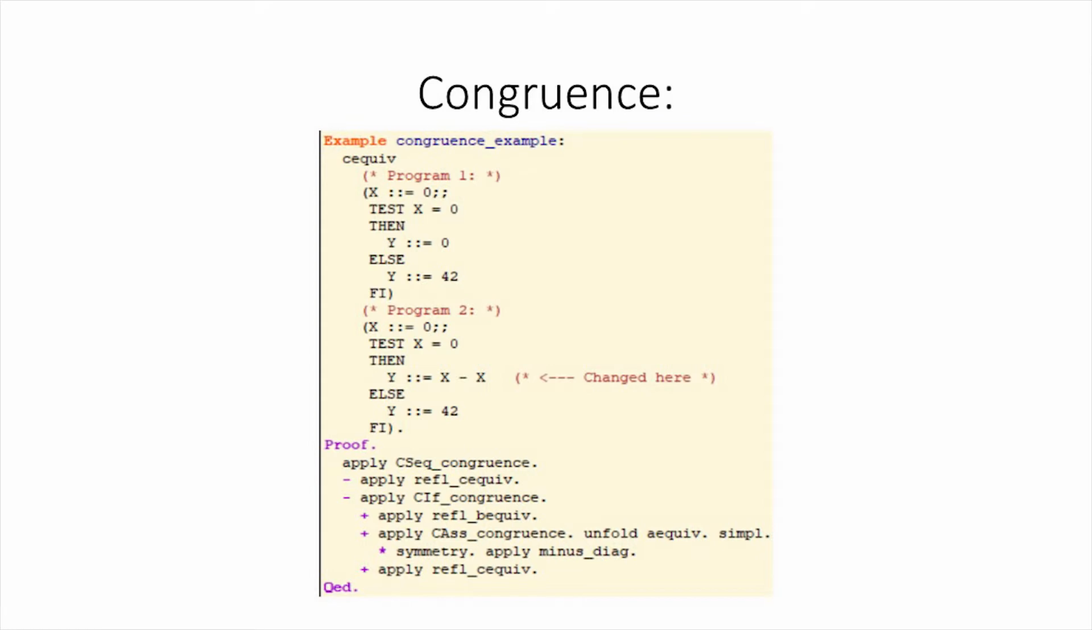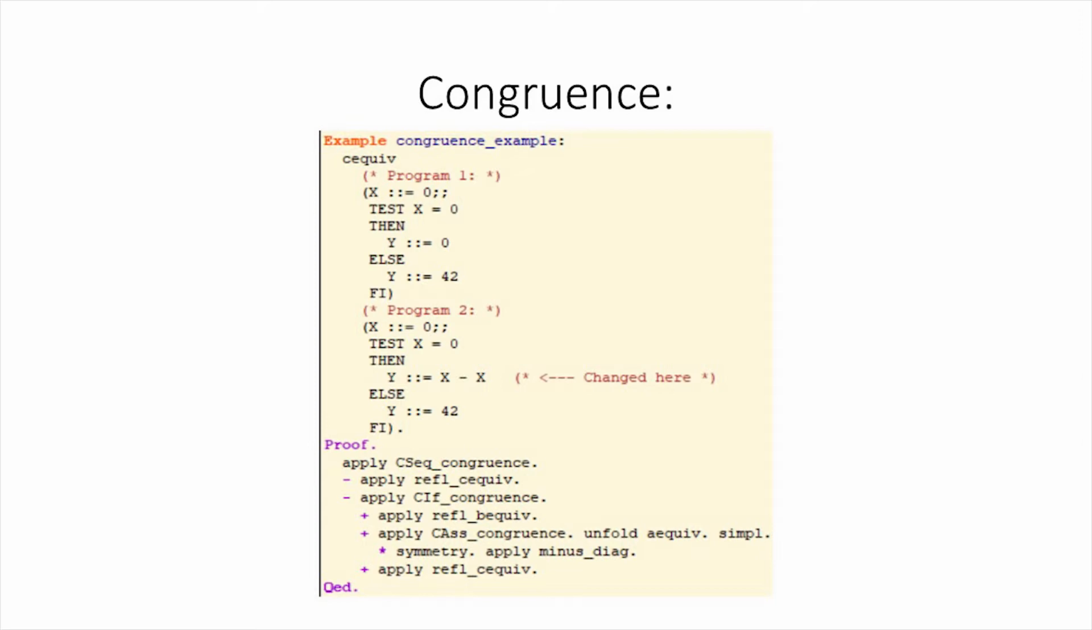In the slide on congruence, we have a simple example of two programs that are shown to be congruent. So the theorem that the authors provide, the C-SEQ congruence, shows that for all C1, C1 prime, C2, and C2 prime, if the command equivalence is shown between C1 and C1 prime, and between C2 and C2 prime, then we can show equivalence between C1 sequenced with C2, and C1 prime sequenced with C2 prime. So we see just two very simple programs here in their congruence example.